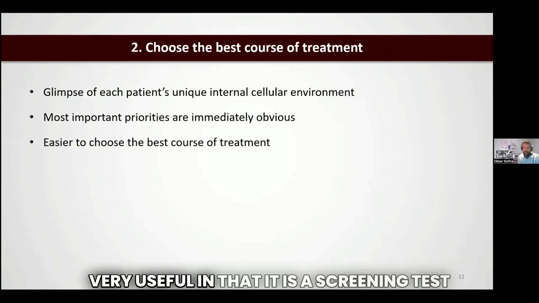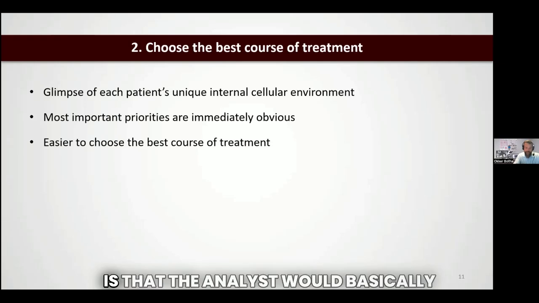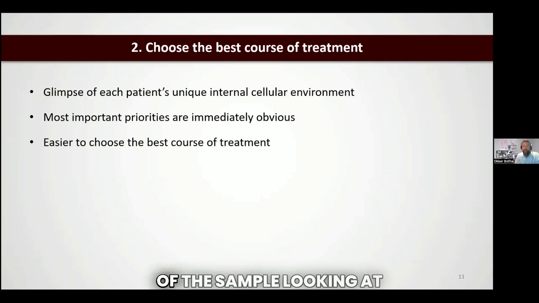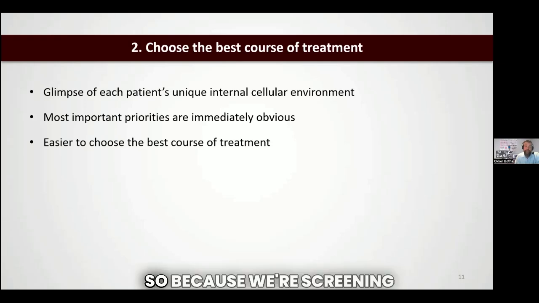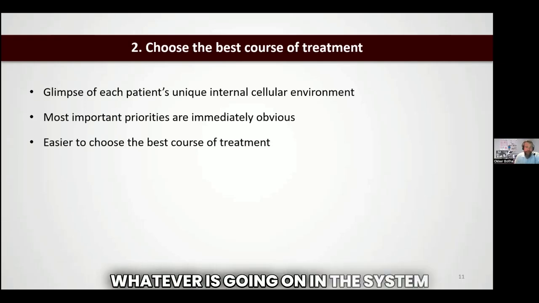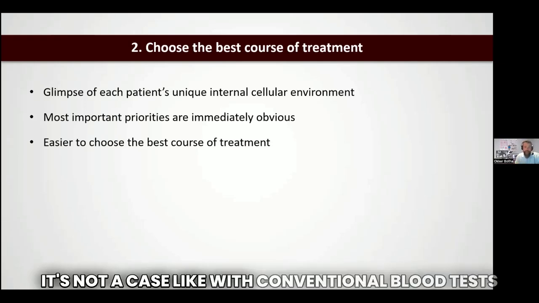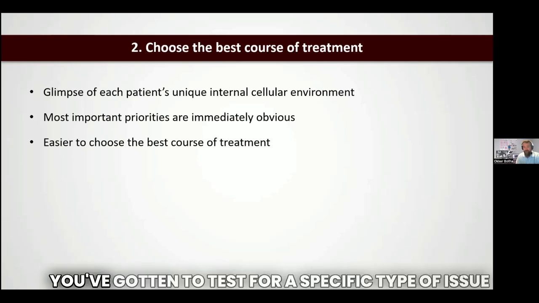Very useful in that it is a screening test. So the way that the analysis actually occurs is that the analyst would basically look through the working area of the sample, looking at what patterns are immediately obvious. Because we're screening, we're looking for what patterns are there, we basically will see whatever is going on in the system. It's not a case like with conventional blood tests where things could potentially be missed because you've got to test for a specific type of issue.